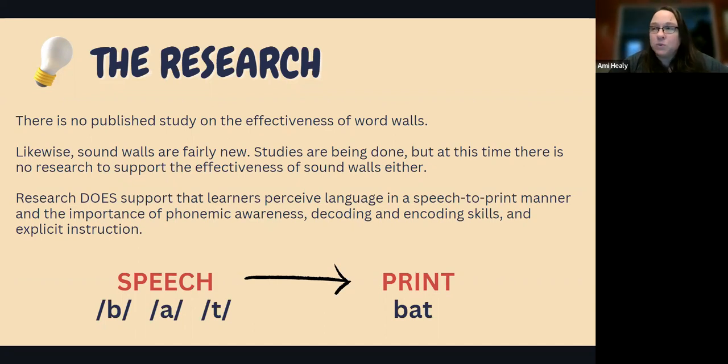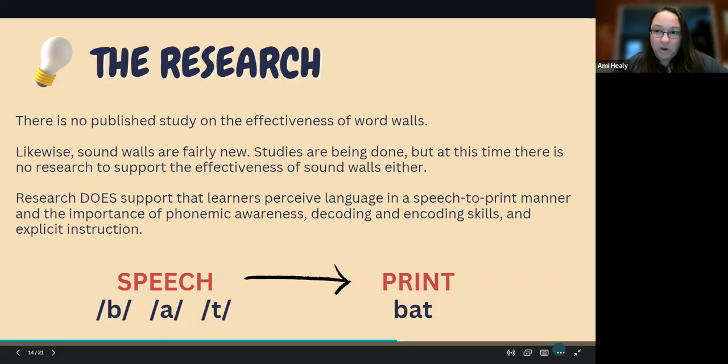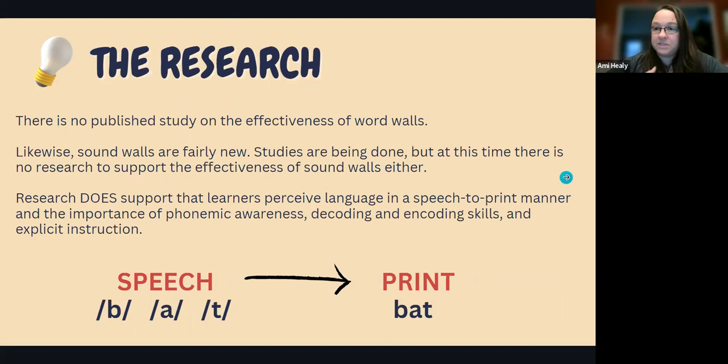So we're not saying that word walls are completely bad. We're not saying do sound walls instead. Instead, we want you to think about what the purpose is. What the research does support, and this is what Sarah was already talking about, is that speech-to-print aspect: learners perceive language from speech to print. We have the sounds and then we map them to the print. A sound wall works in that manner. A word wall works the opposite. It goes from print to speech.